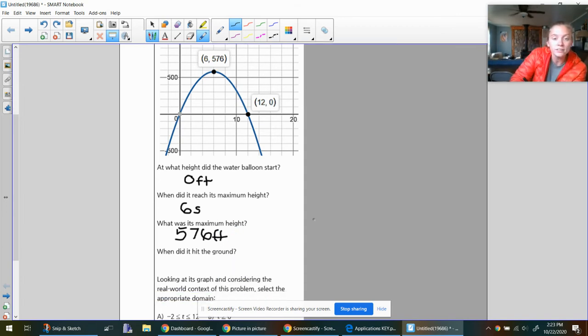When did it hit the ground? Well, it went up and it came down and hit the ground again, the other x-intercept, at 12 seconds.